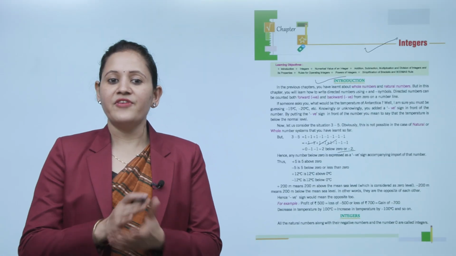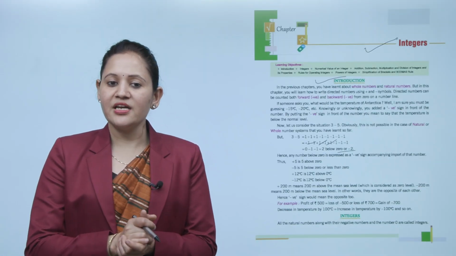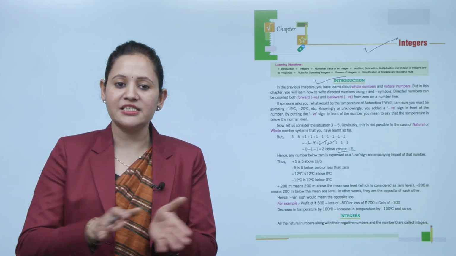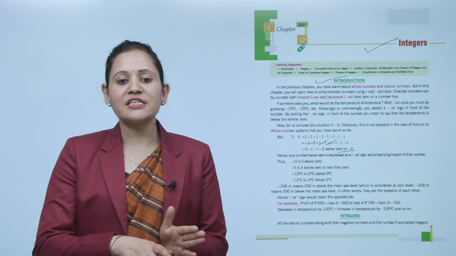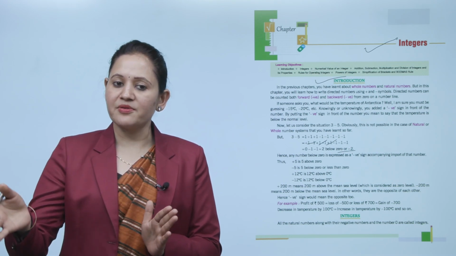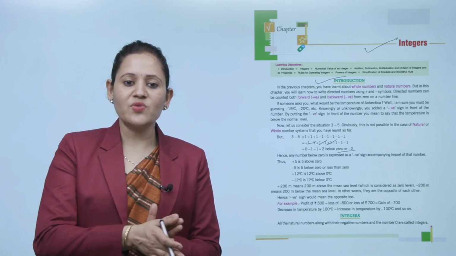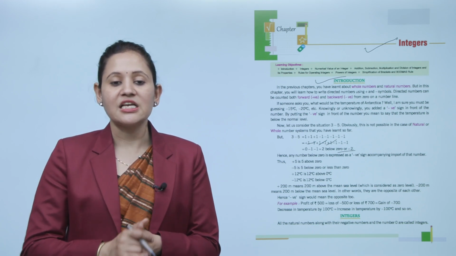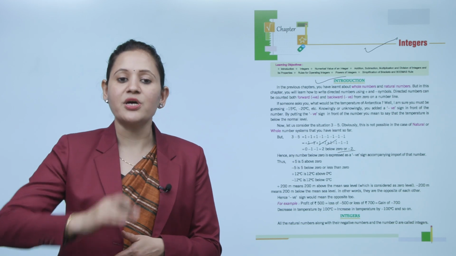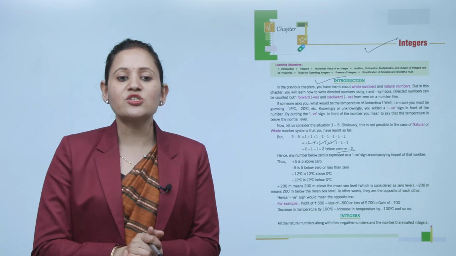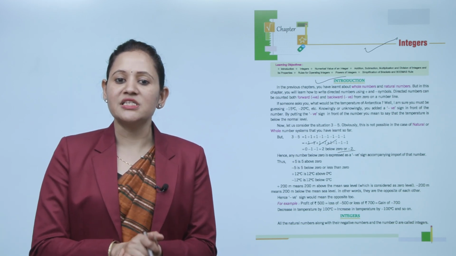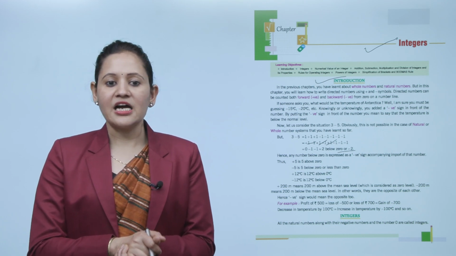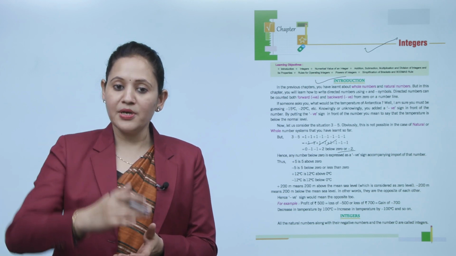Thus plus 5 is 5 above 0, minus 5 means 5 below 0 or less than 0. Plus 12 degrees Celsius is 12 degrees Celsius above 0 degrees Celsius, and minus 12 degrees Celsius is 12 degrees Celsius below 0 degrees Celsius. Negative means below 0, positive means above 0. Plus 200 meters means 200 meters above the mean sea level. Clear? If negative, it means below sea level.